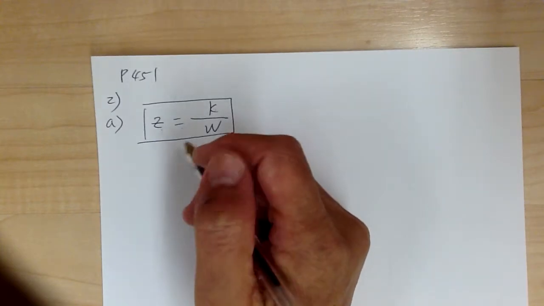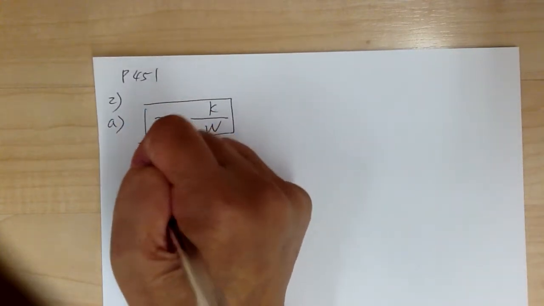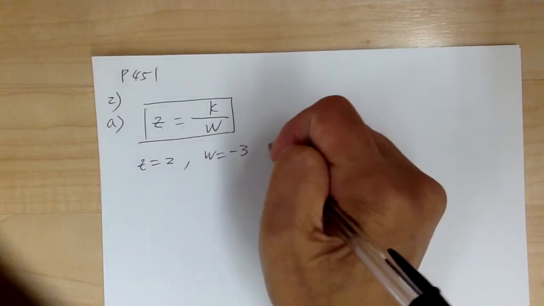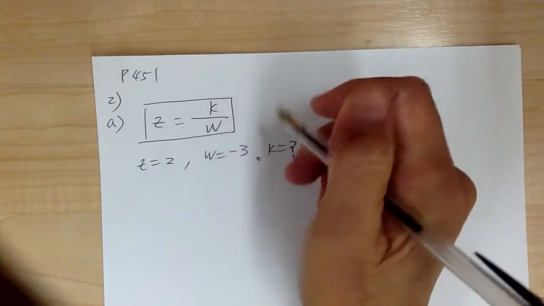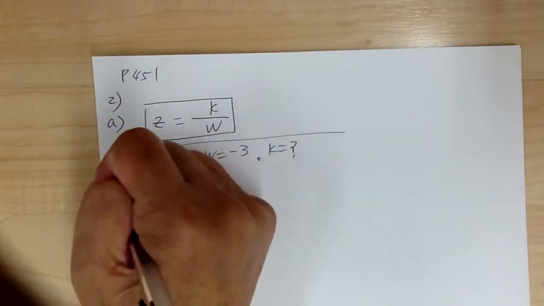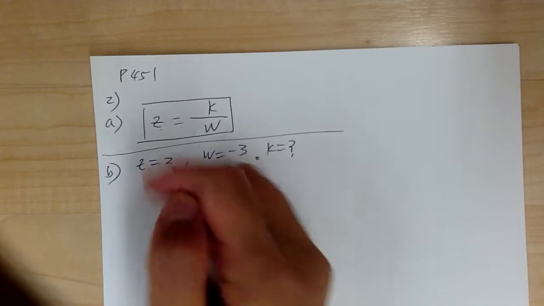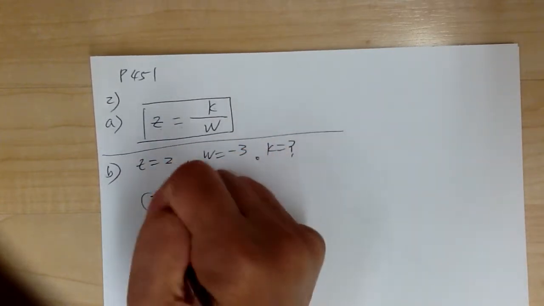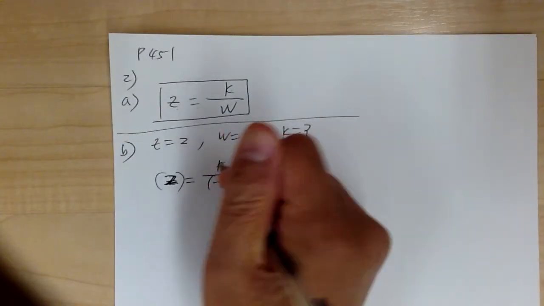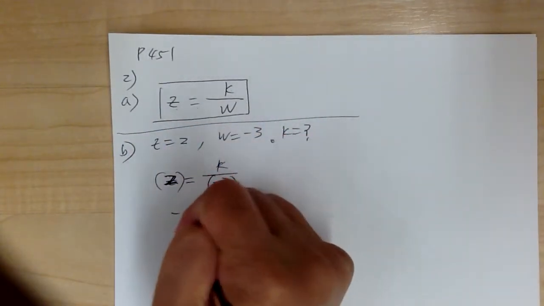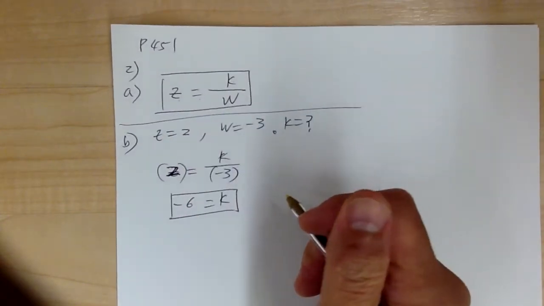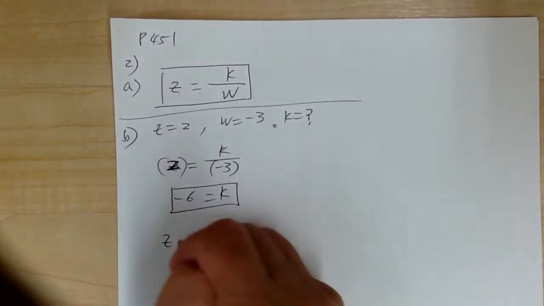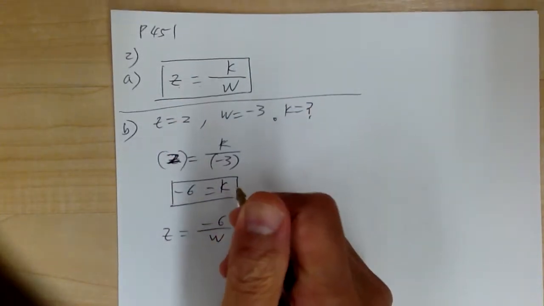And then after that, let's do part B. It says if z equals 2 when w equals -3, find k. So that's going to substitute everything here. So you got 2 equal to k over -3. So cross multiply, and you got k equal to -6. As soon as you find k, you need to update your equation. So you got z equal to -6 over w.